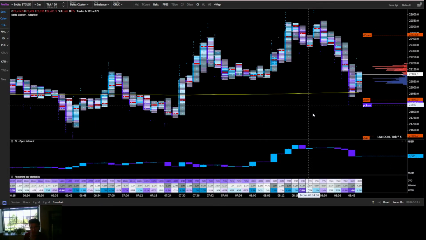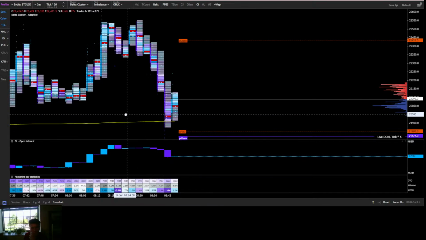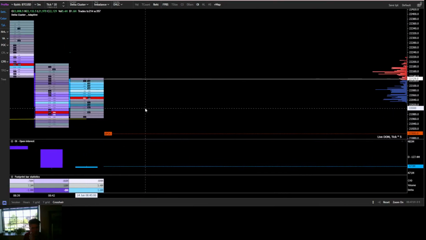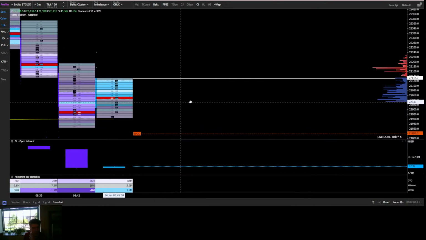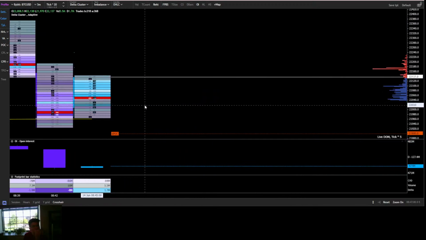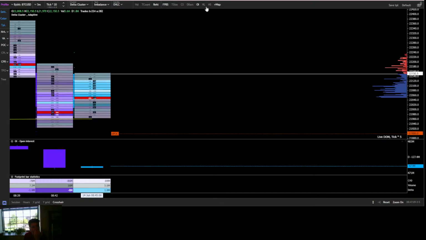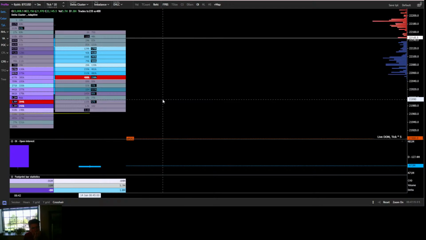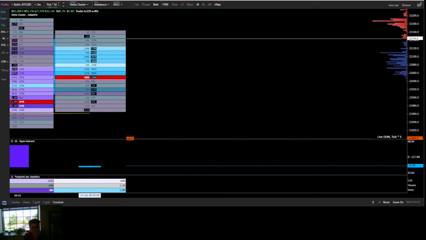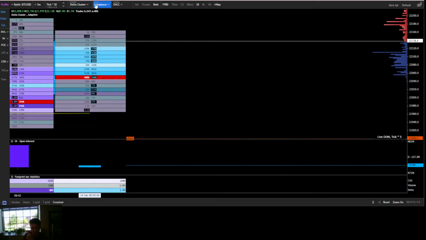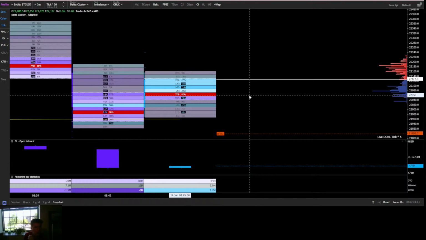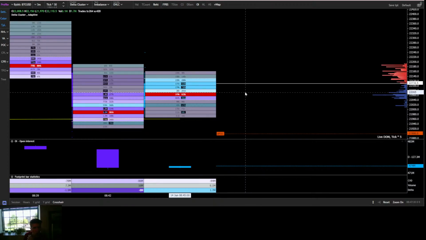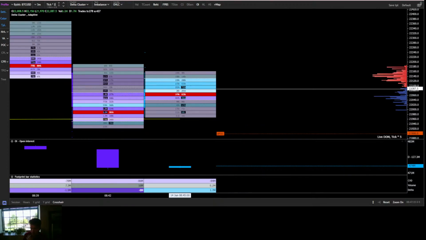Dropped to the 3-minute. Very interesting, man. Some longs coming in. Increase the tick size to 30 just to see it better. Again, just looking at this, I wouldn't be too hopeful.